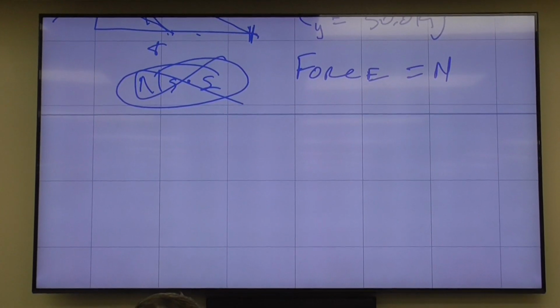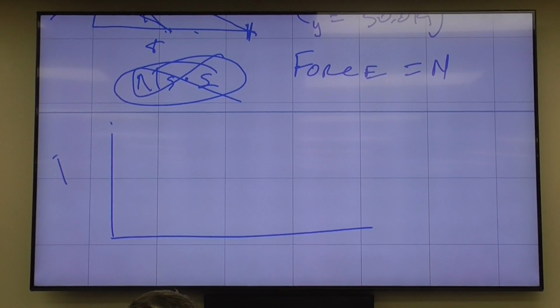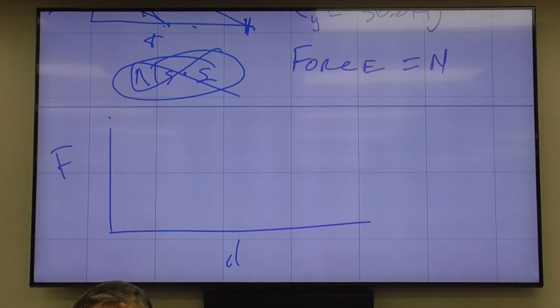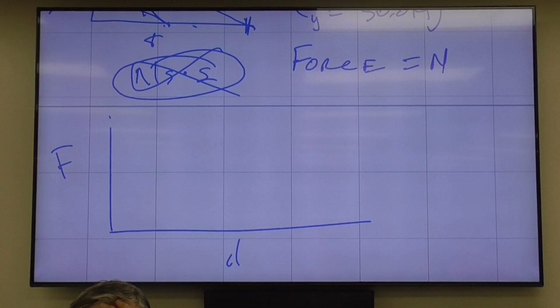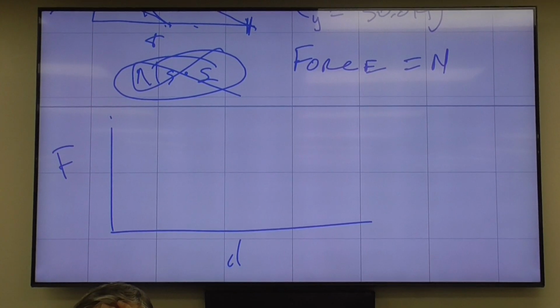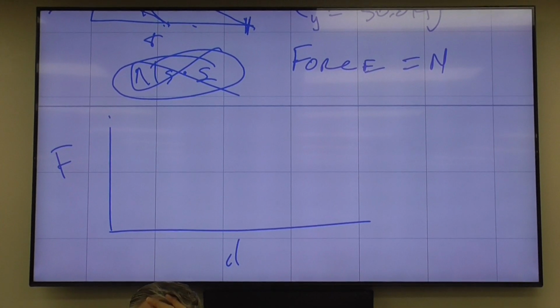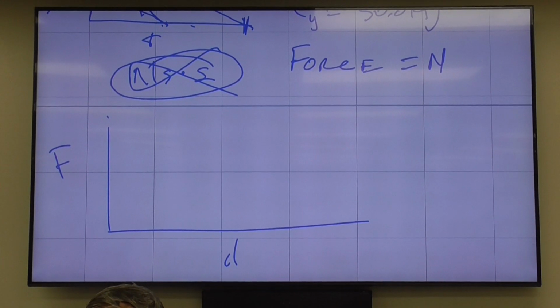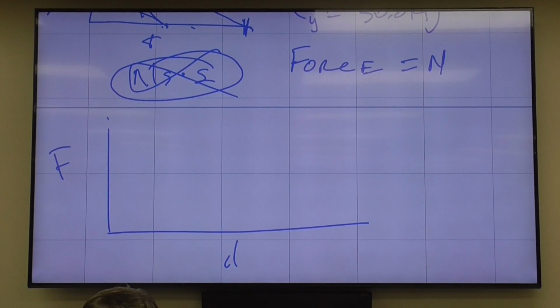Now, what about a force distance graph? This I can work with. We'll see force in newtons. Is it going to be a horizontal line? Yes.